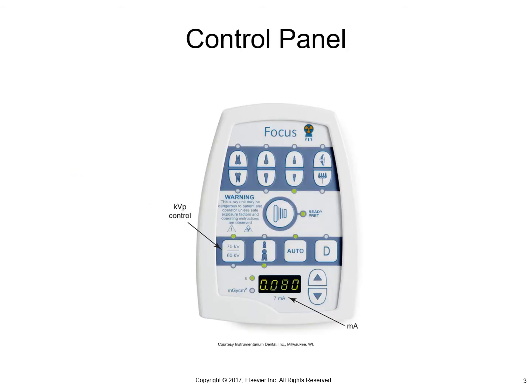This control panel image is found in your book on page 25, and it looks very much like ours in clinic. We do have the option to choose 60 or 70 kVp, and we'll talk about what effect that will have on the image that we create.